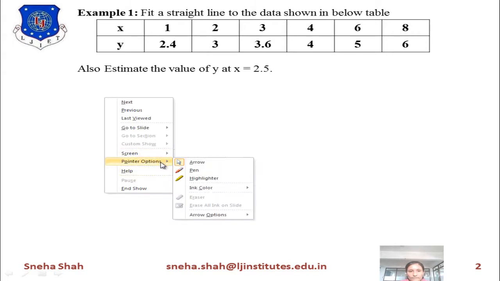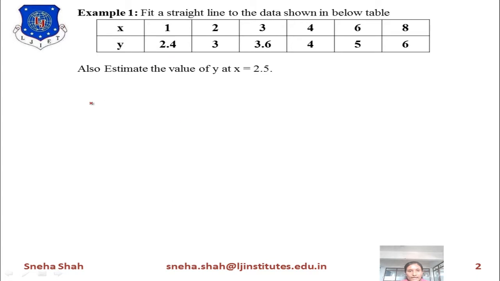First of all, I will write the table of x and y. x is written as 1, 2, 3, 4, 6 and 8. If I add all these terms, it gives the summation of x: 1 plus 2 is 3, 3 plus 3 is 6, 6 plus 4 is 10, 10 plus 6 is 16, 16 plus 8 gives you 24.